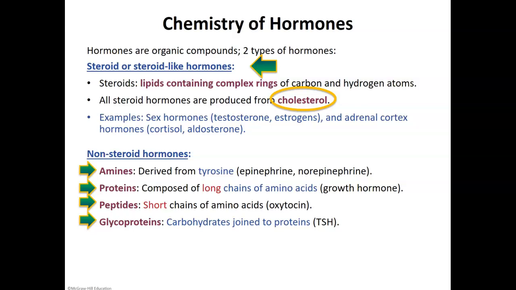The non-steroid hormones are basically protein-based. Some of these proteins are going to be very short and basically just a few amino acids long. Some are going to be really long chains. They're much more complex. Some are going to be classified as what's called amines. Basically, they are derived from just one amino acid, tyrosine.